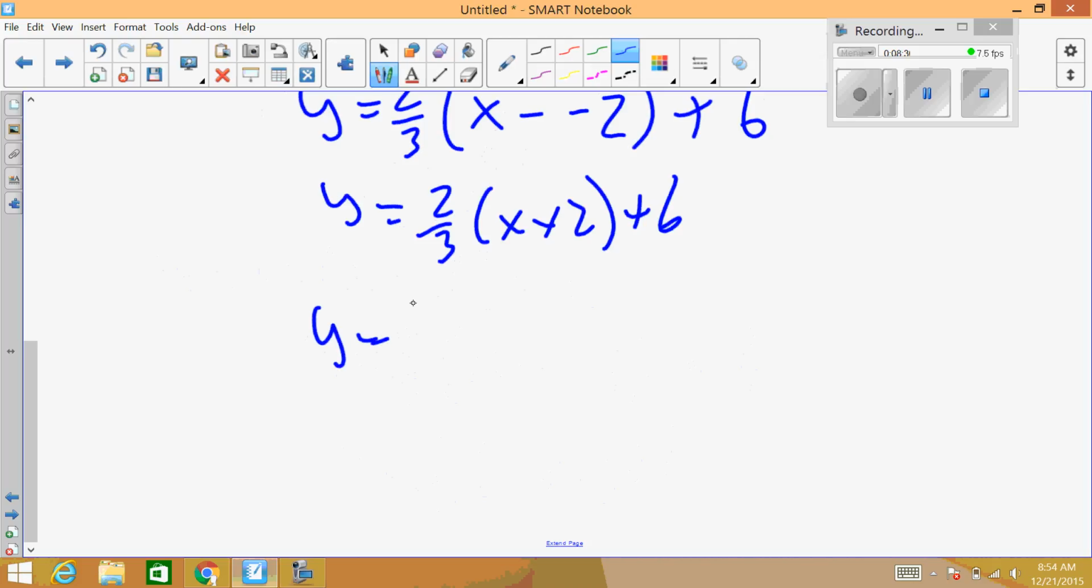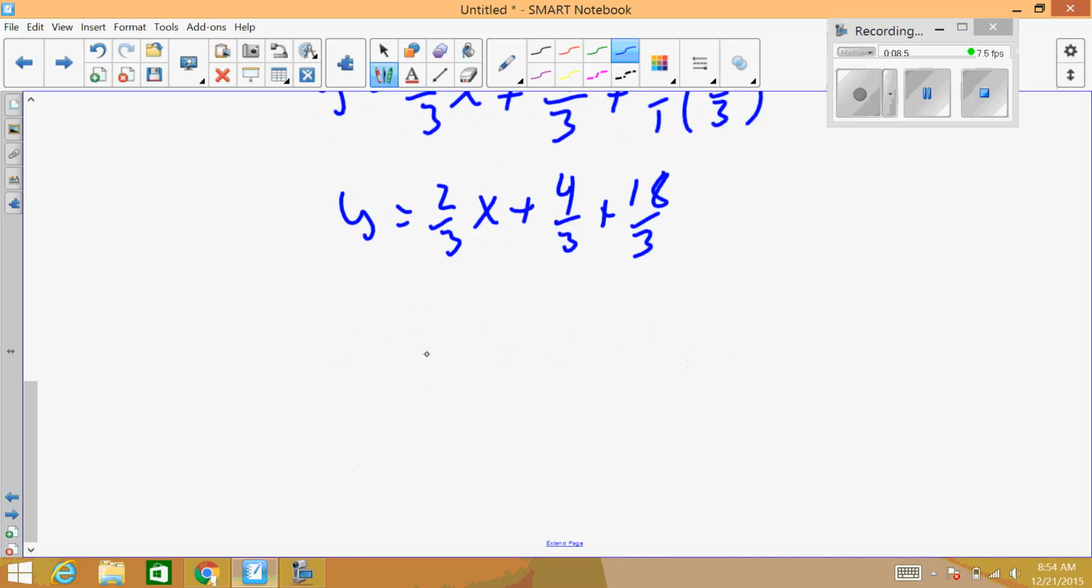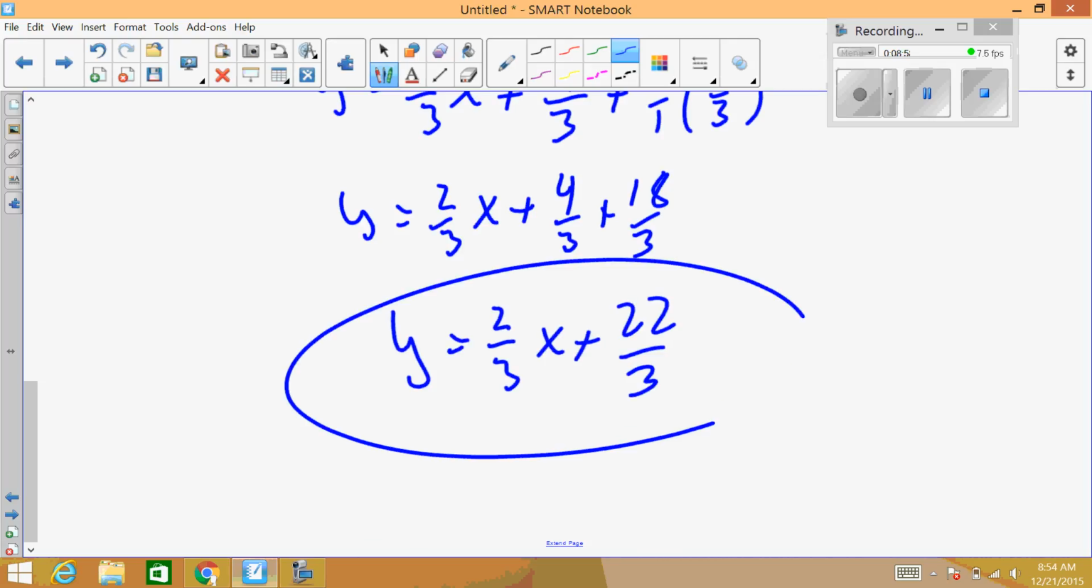So y equals 2/3 x, distribute, plus 4/3 plus 6. First, the 6, I can multiply that by 3/3 to get a common denominator with my 4/3. 2/3 x plus 4/3 plus 18/3. And finally, 2/3 x plus 22/3. There's our slope-intercept form of our equation.